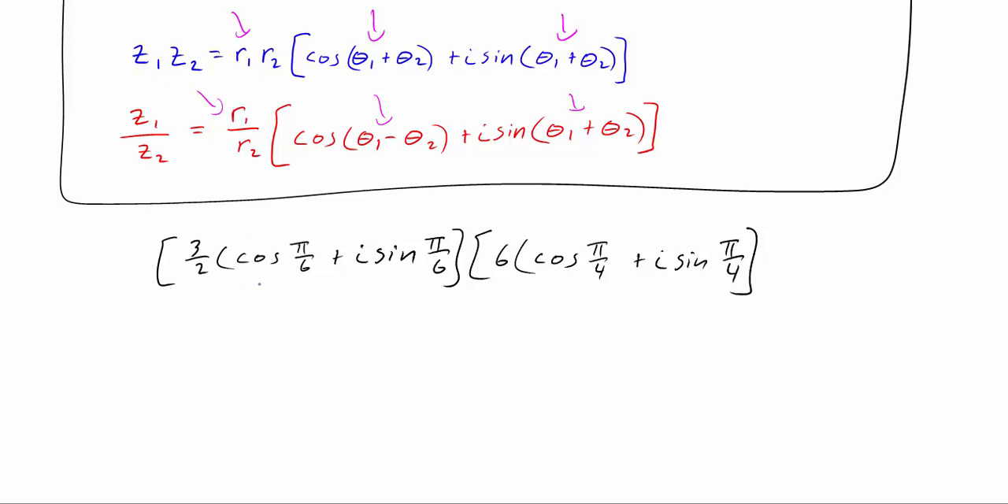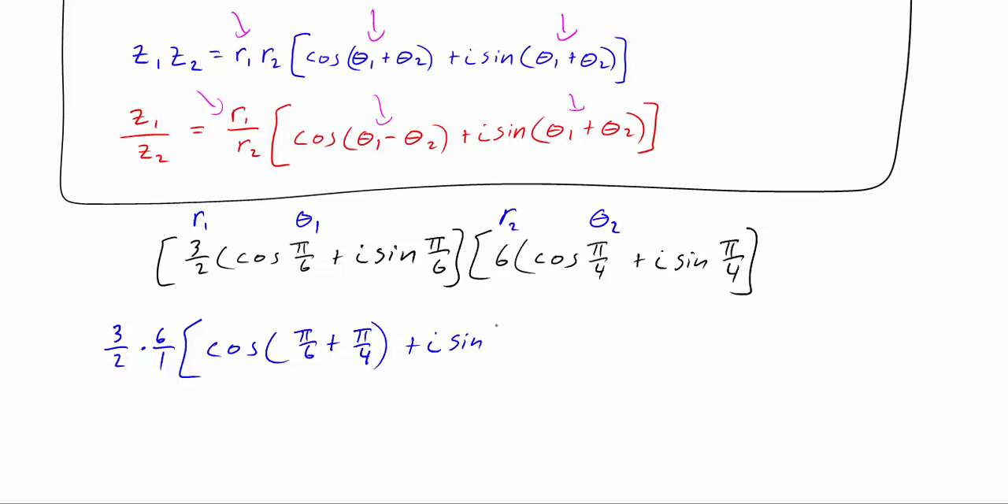If we use the formula above, we're going to multiply the r values. Here we have 3/2, that is our r1. Over here, 6 is r2. So we would have 3/2 multiplied by 6, or we could think of that as 6 over 1. And then we're simply going to have the cosine of pi over 6 plus pi over 4, since theta 1 and theta 2 are added, and of course we would still have the i sine of pi over 6 plus pi over 4.